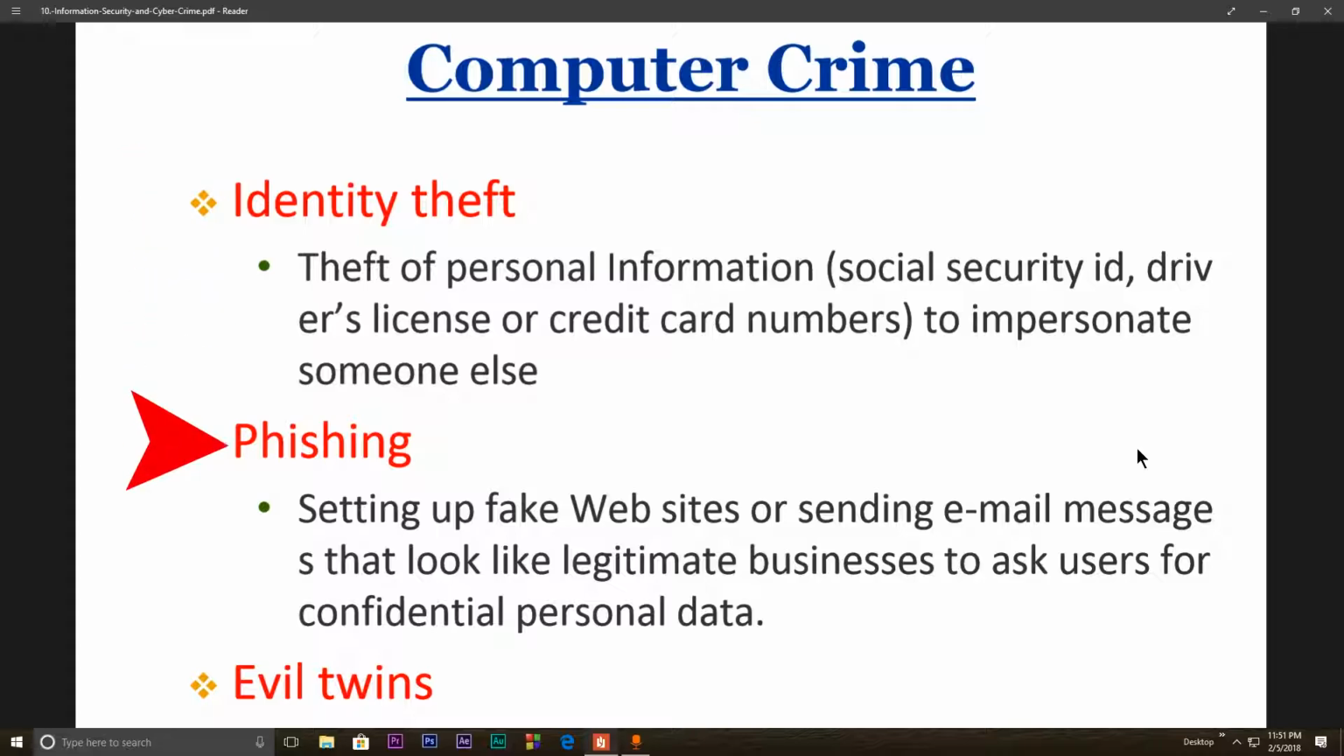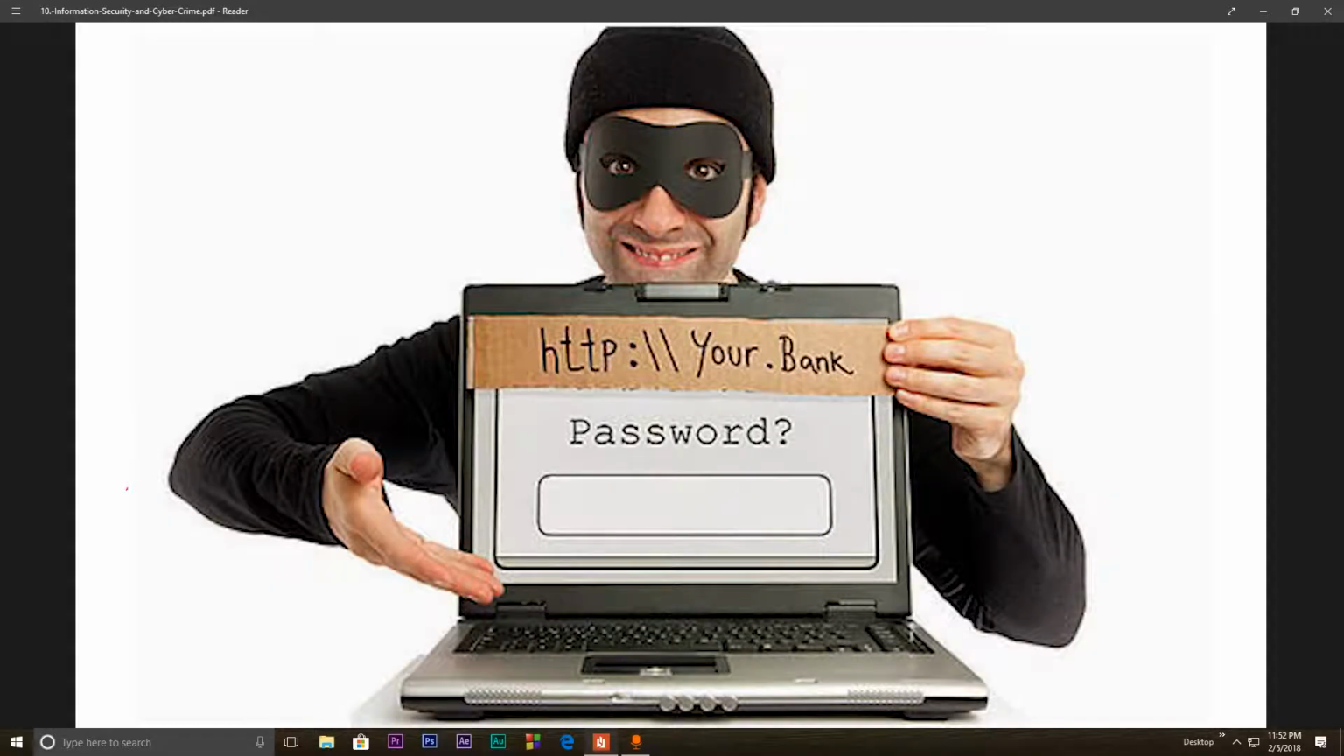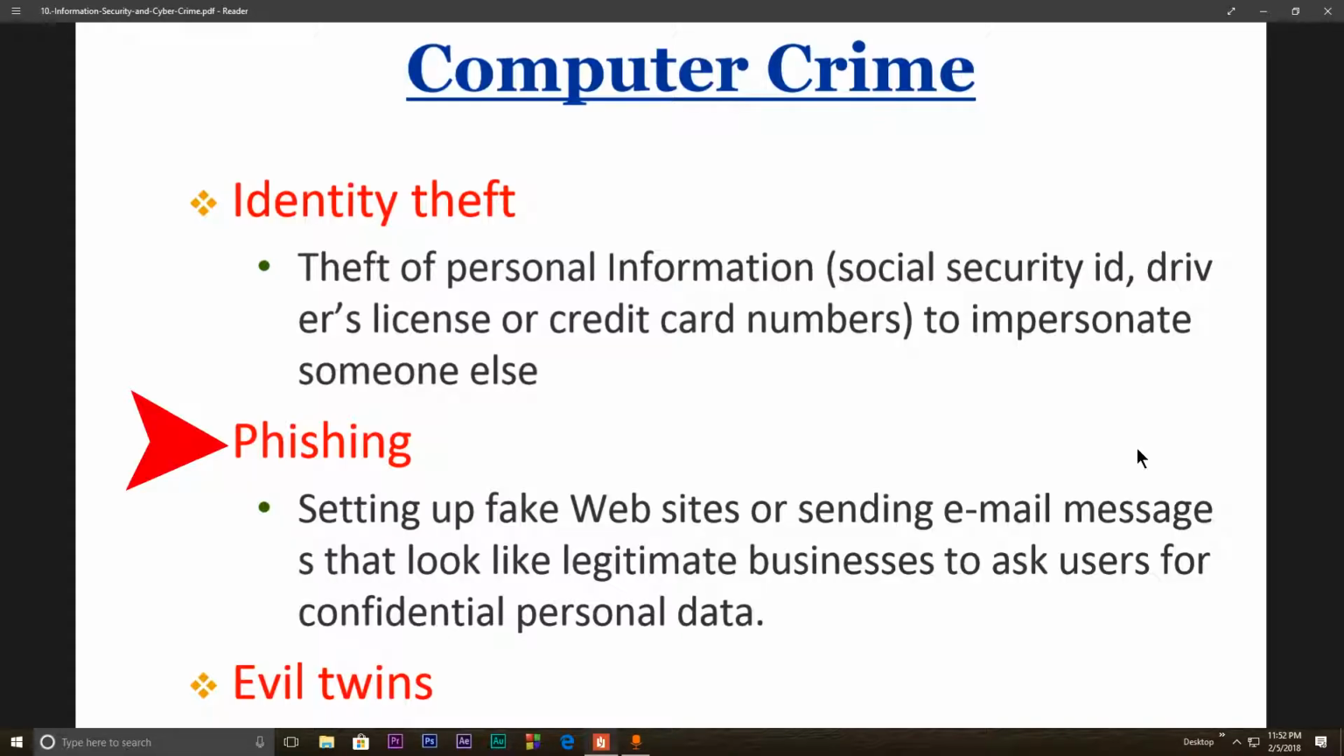Now let's talk about phishing. Suppose a person creates a fake website or sends an email message that looks like a legitimate business to ask users for confidential personal data. It means that the fake website will ask you to enter your password, username, etc. information, and that particular website will look exactly the same as the original. But in that case, they will get all your personal information via phishing.